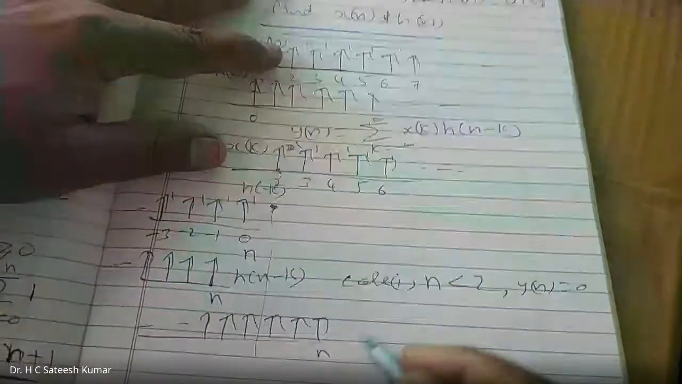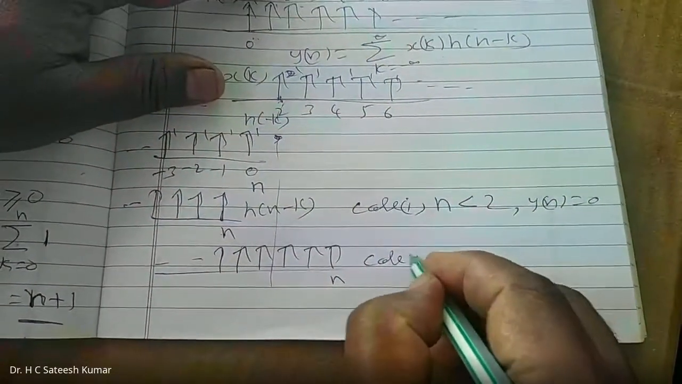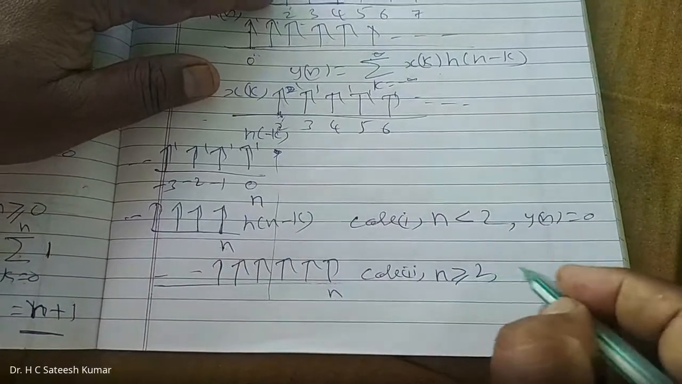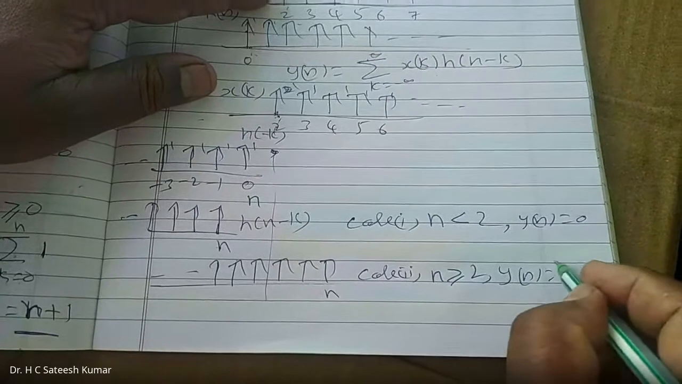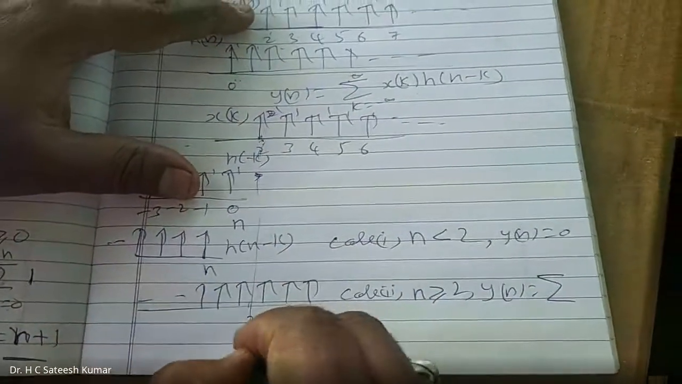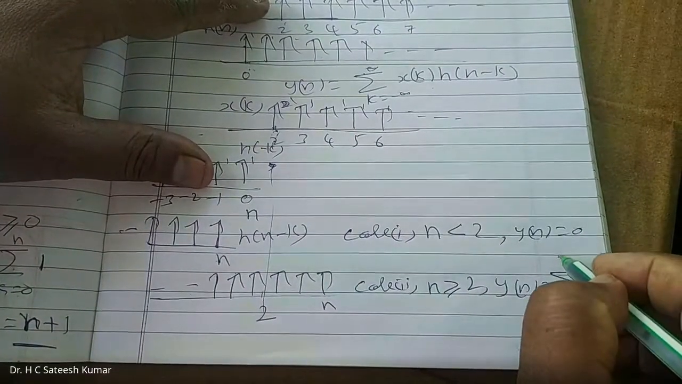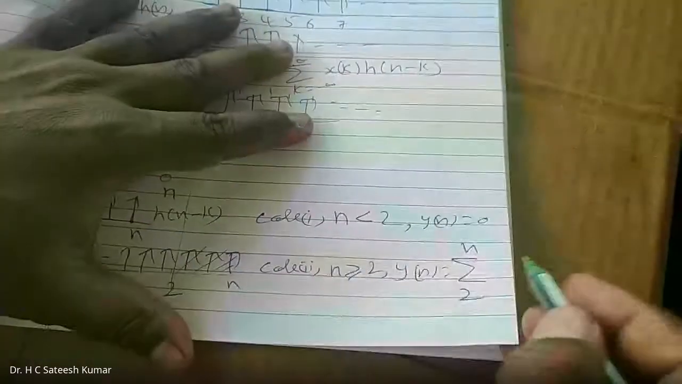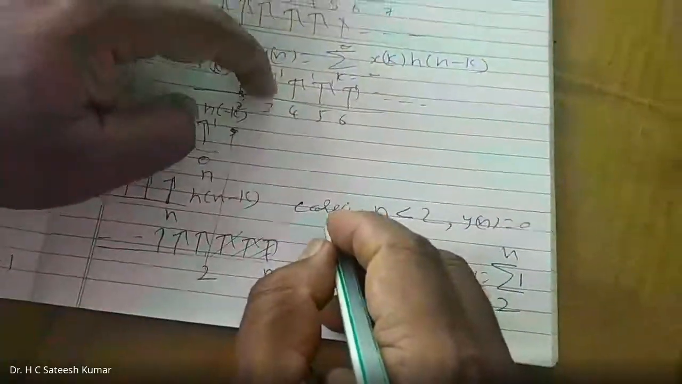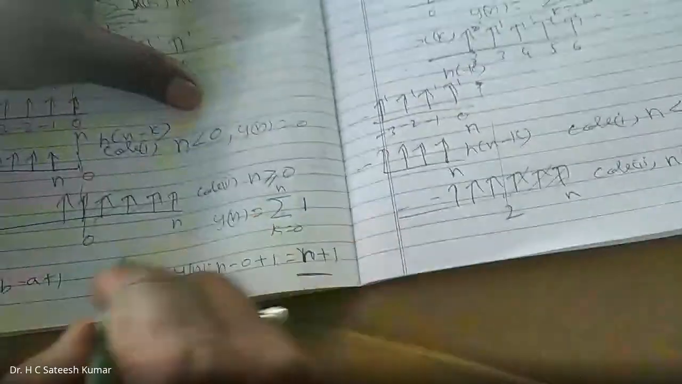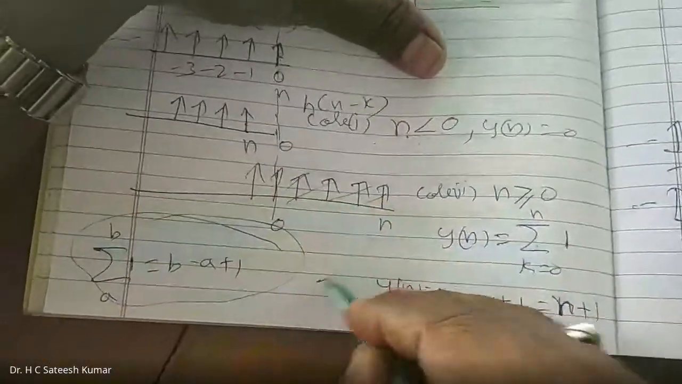So this is n. Case 2: n greater than or equal to 2. Y of n is equal to the summation, k varies from 2 to n. This is the overlapped area, right? K ranges from 2 to n, and 1 into 1 is 1. So this is a to b, and the count is b minus a plus 1. Last class I wrote that formula. Use that same formula.